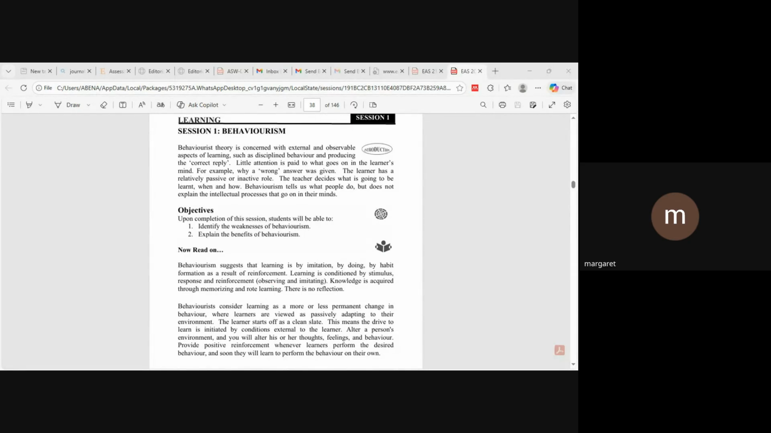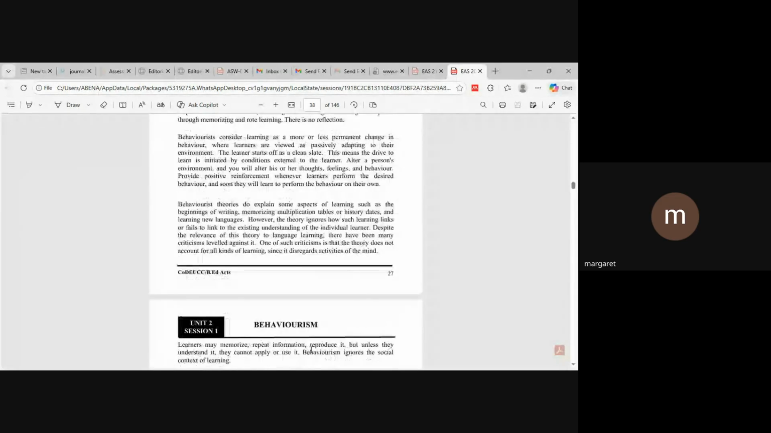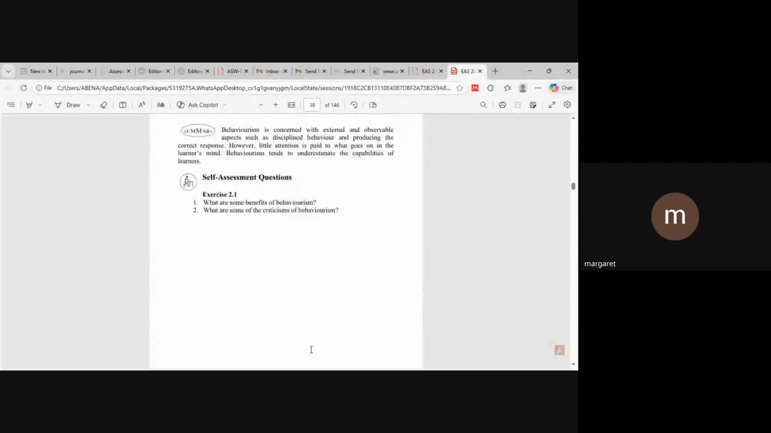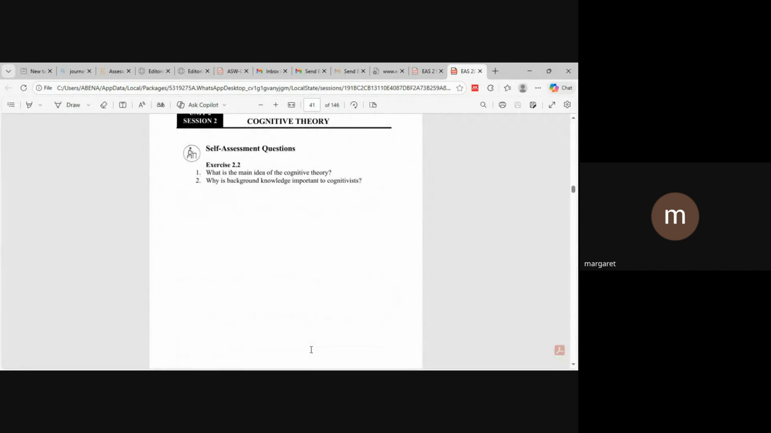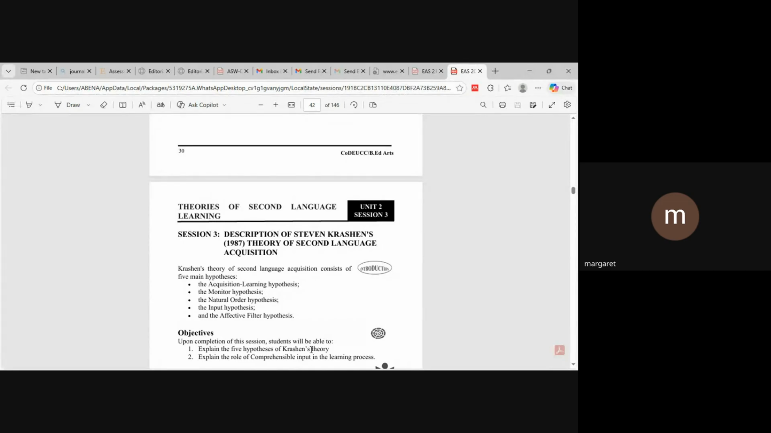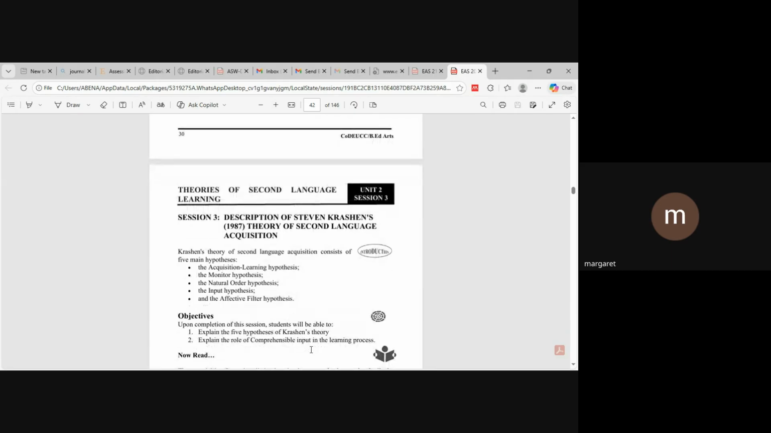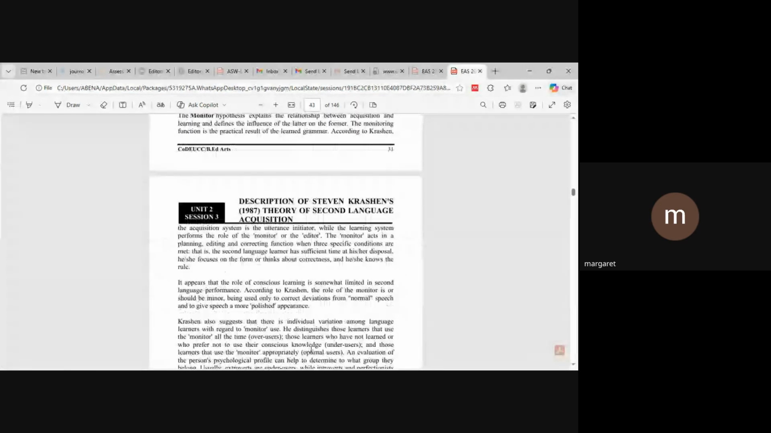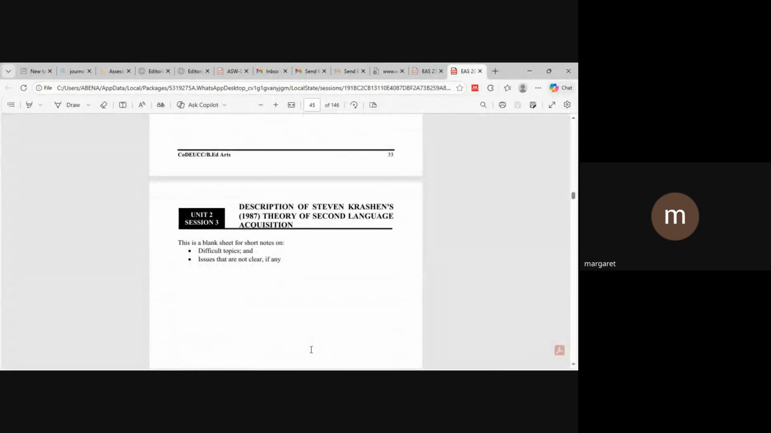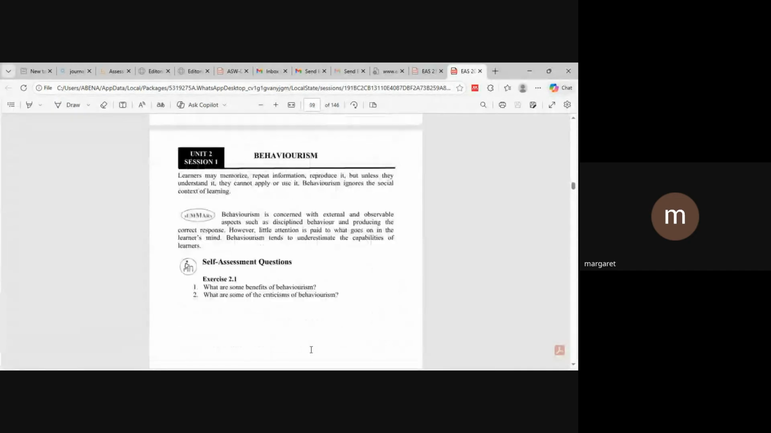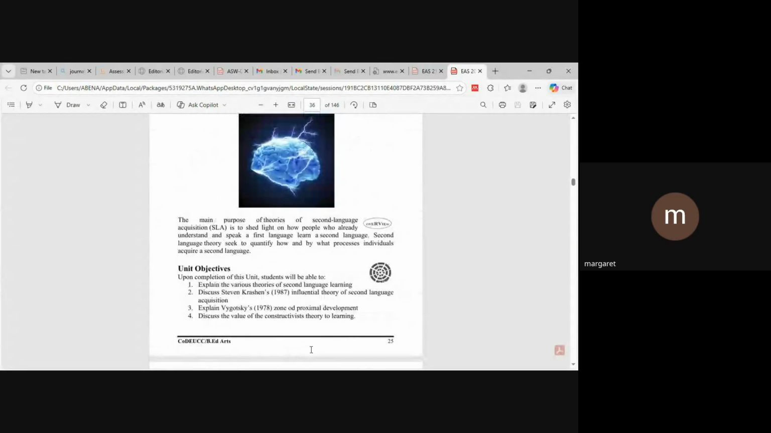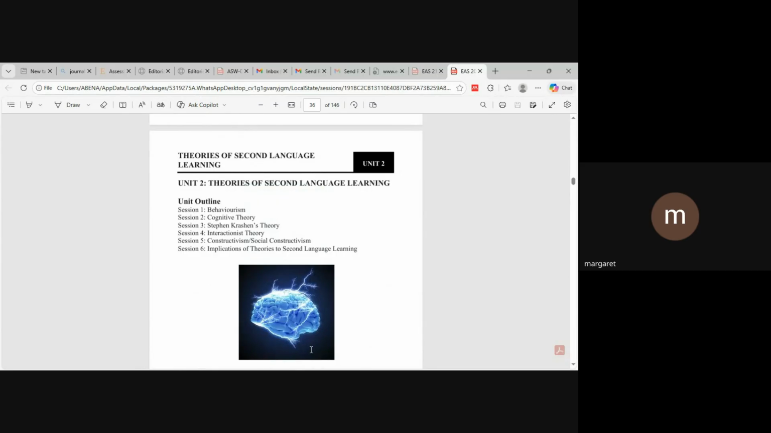a few. We are going to look at behaviorism as a theory. Then we'll move on to cognitive theory. We'll look at sociocultural theories of language. We'll look at Krashen's hypothesis regarding language acquisition. Right. So this is what we are going to do. So today's class is going to focus purely on the theoretical understanding of how language is learned.